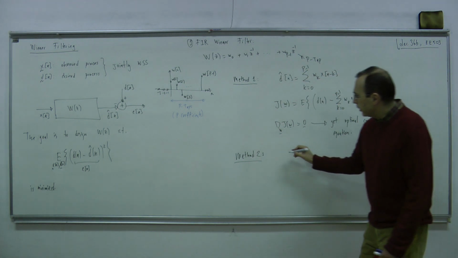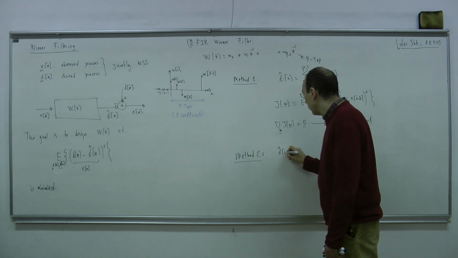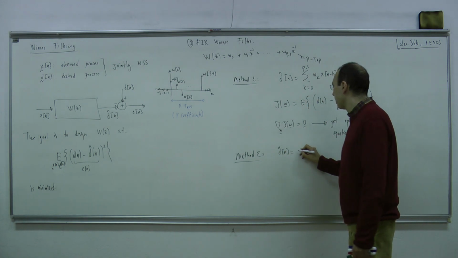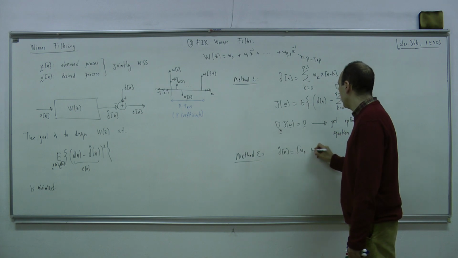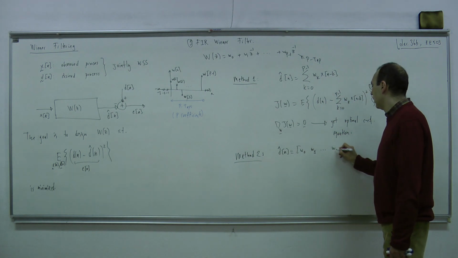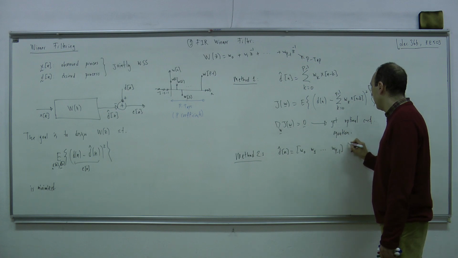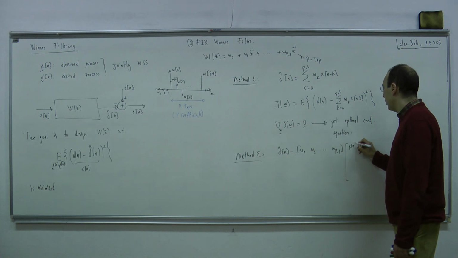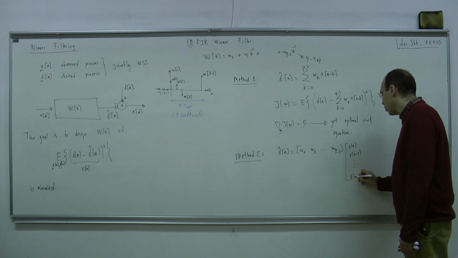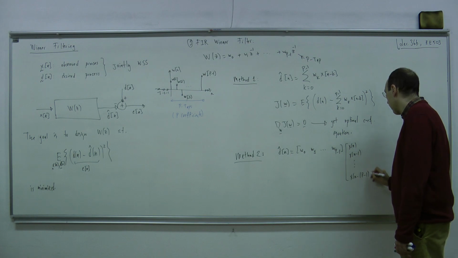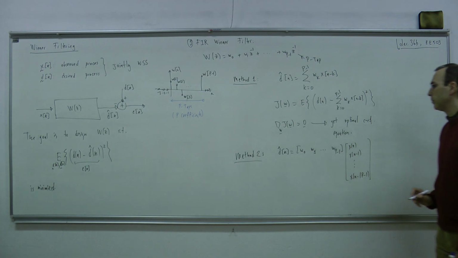So instead of doing that, I would like to use my vector notation. So let me define the following: W0, W1 up to WP minus 1, and I have x of n minus 1. So as you see, I'm switching to vector notation. Okay?